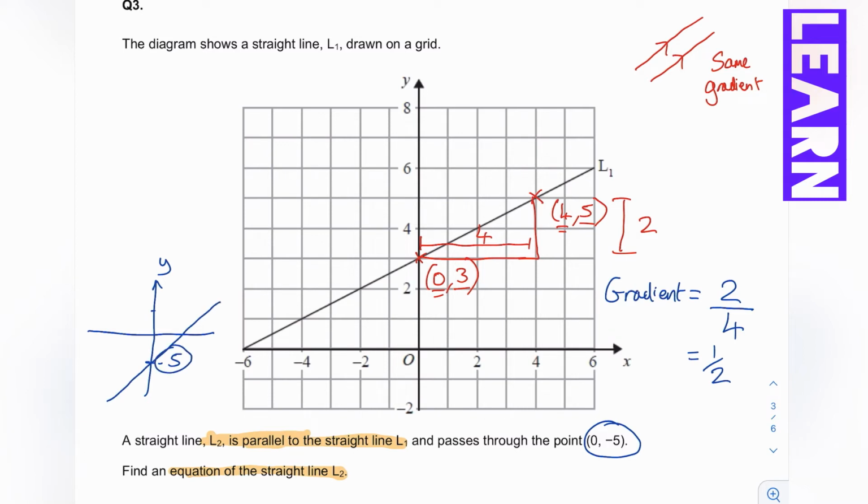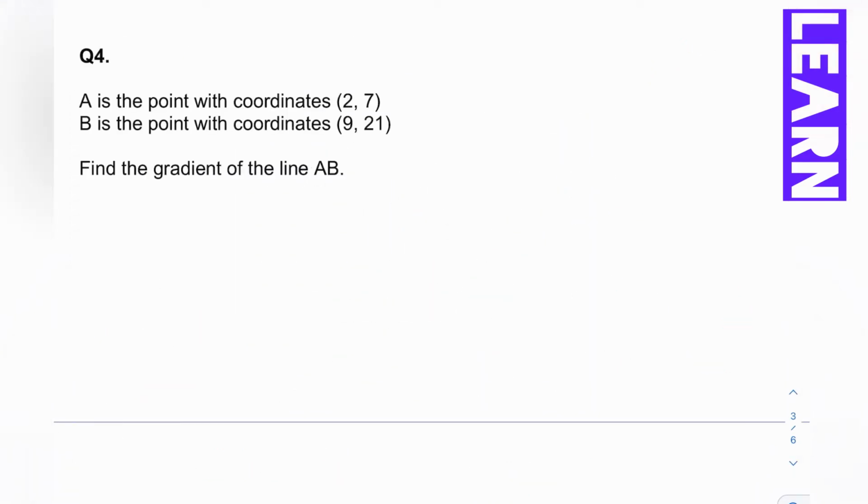This tells me the end part of my equation. So I now know my line is y equals the gradient x minus 5. So in question 4, they've told you what two of the coordinates are and they want you to find the gradient of that line.